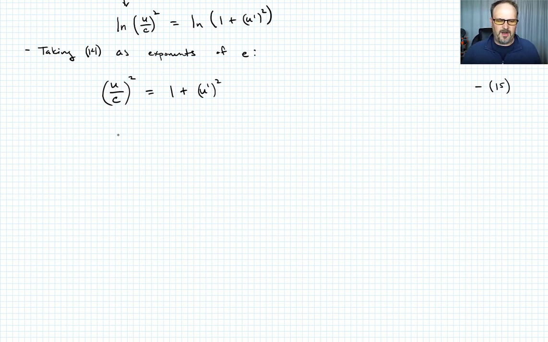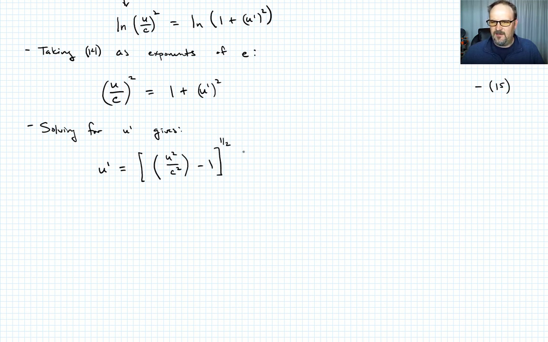Now let's solve for u prime. Gives u prime is going to be equal to this quantity, u squared over c squared, minus 1, to the 1/2, which we could say is equal to u squared minus c squared, that quantity to the 1/2, divided by c. Let's call that equation 16.